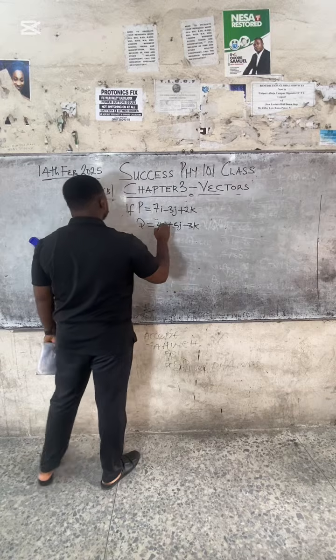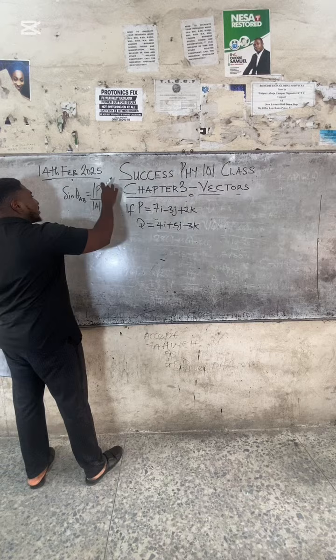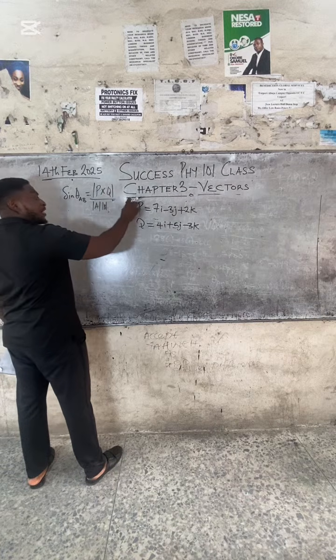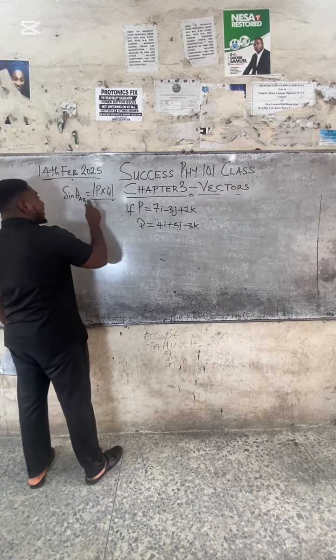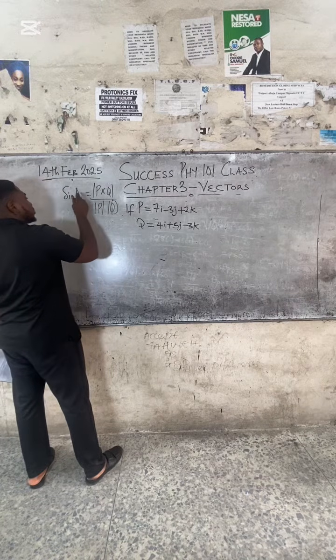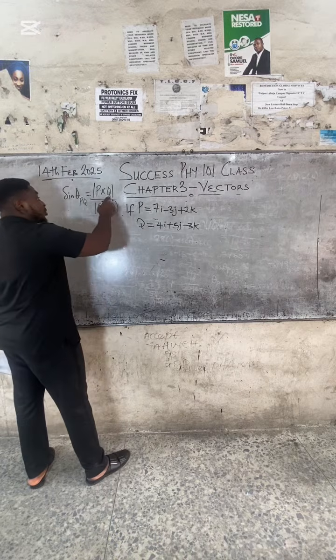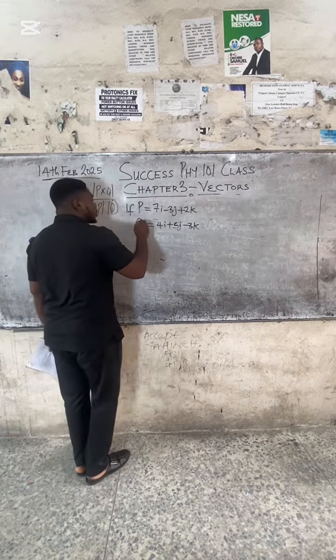Class, for the sine angle between the vectors, we must first find, instead of a cross b, P cross Q, because we're dealing with P and Q in our main question. All over the magnitude of P times the magnitude of Q is the formula for the sine angle between two vectors P and Q. Class, I need to first find P cross Q and find its magnitude.